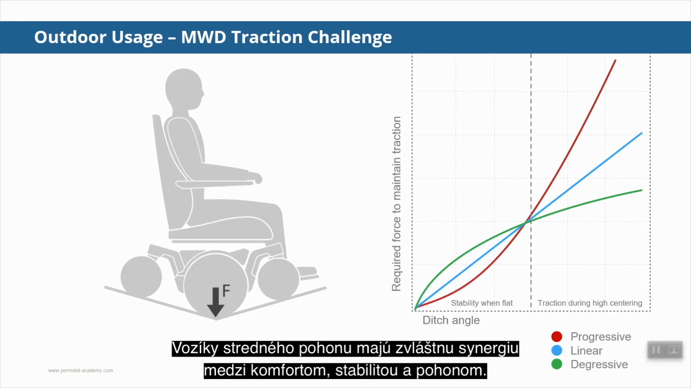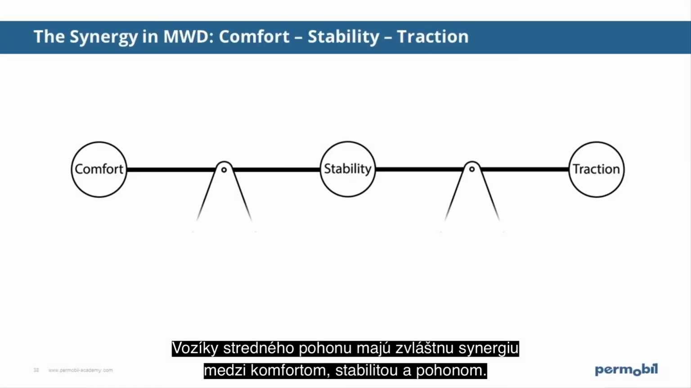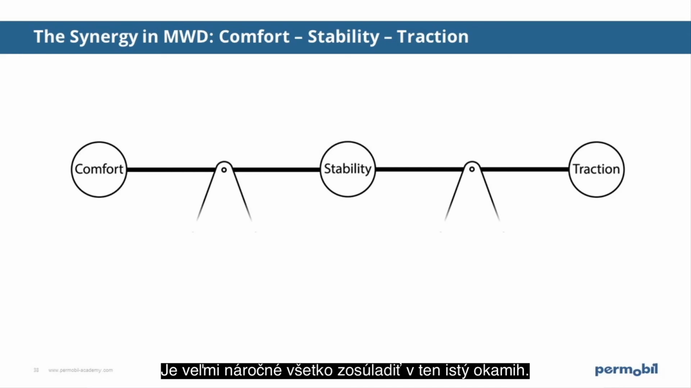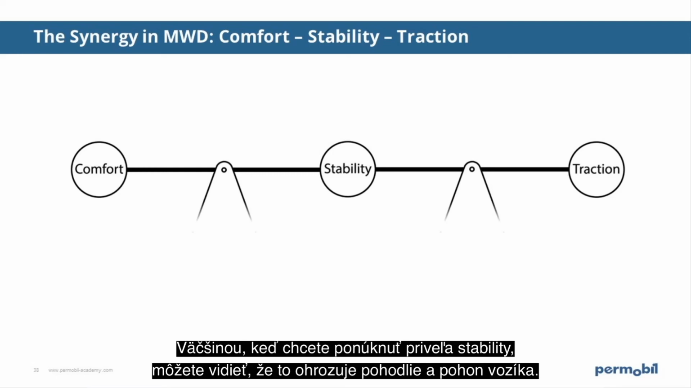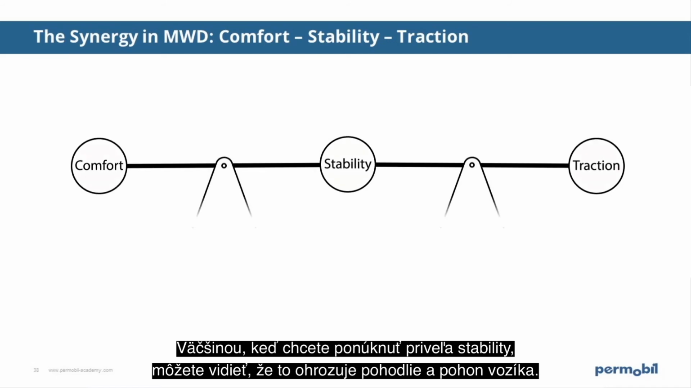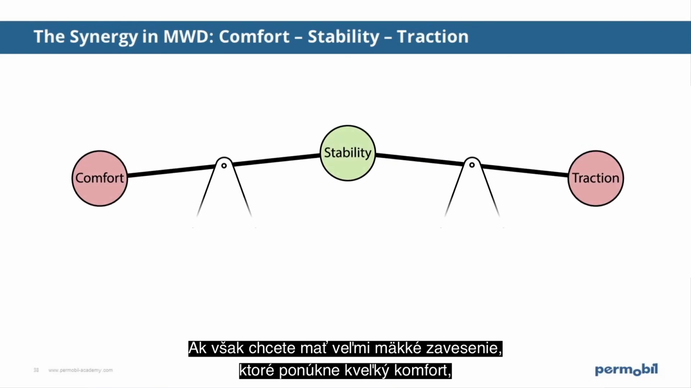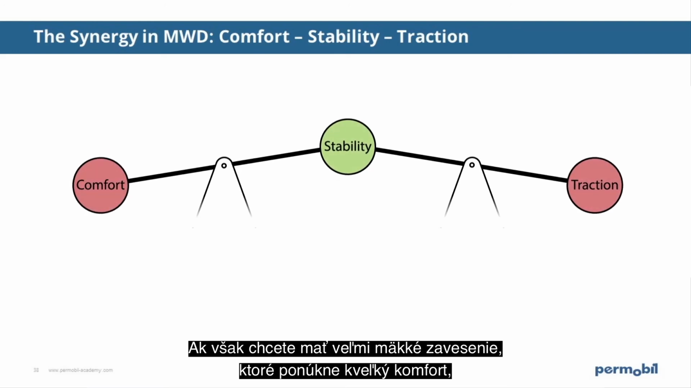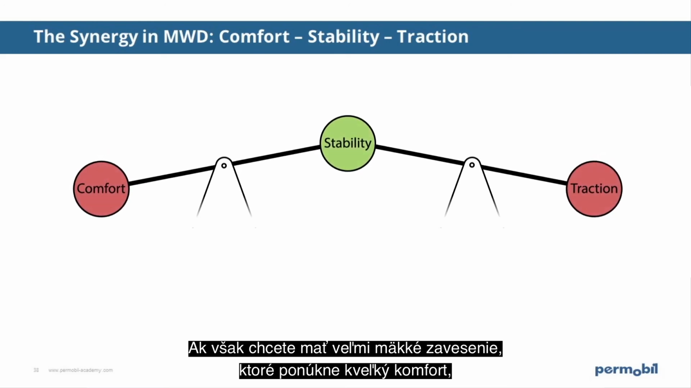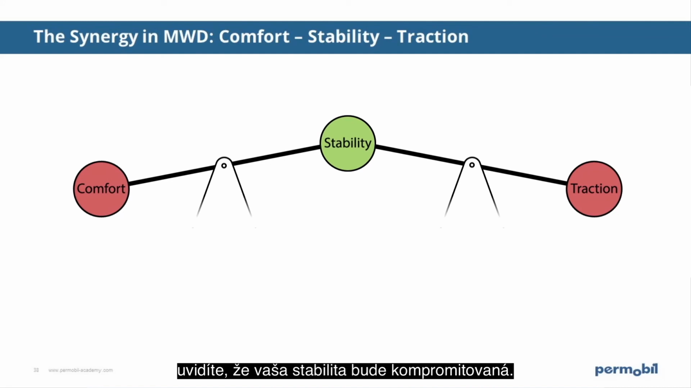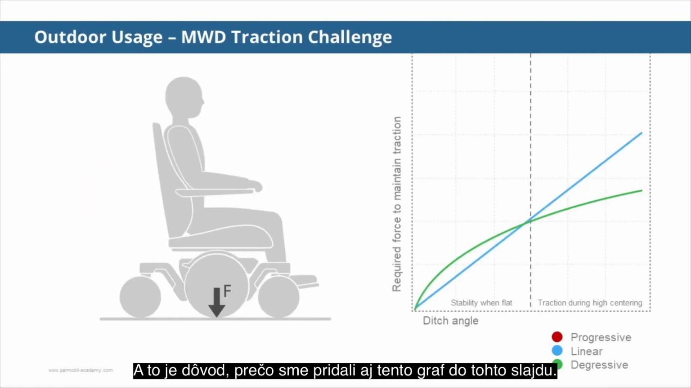Now, there's a strange synergy between stability, comfort, and traction in mid-wheel driven platforms. It is very difficult to offer all at the same extent. Mostly when you want to offer a lot of stability in wheelchairs, you see that it compromises the comfort and the traction of your wheelchair, or vice versa. If you want to have a very soft suspension to offer a lot of comfort, you will see that your stability will be compromised. And that's the reason why we added this graph into this section.